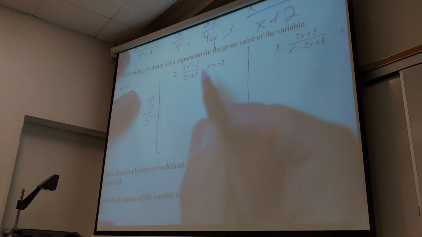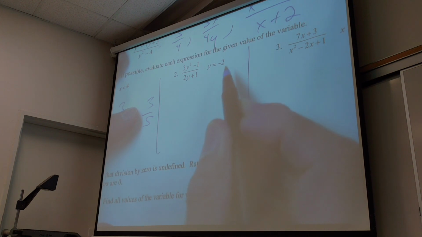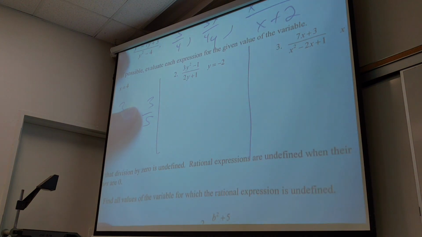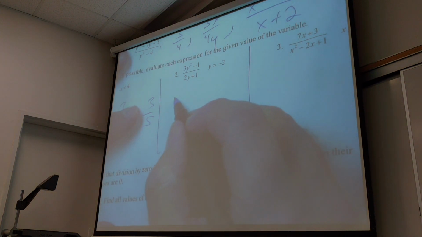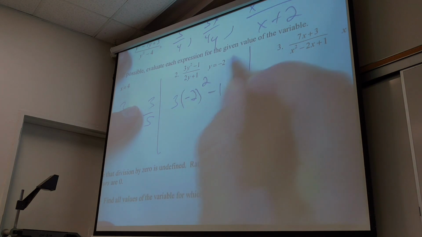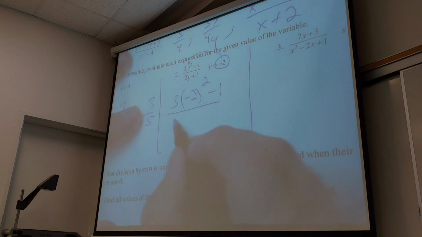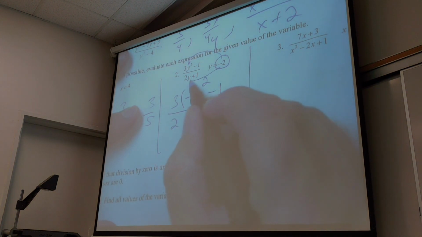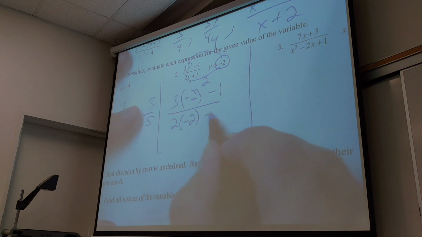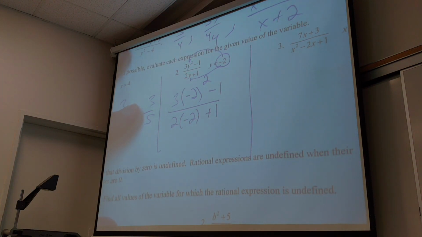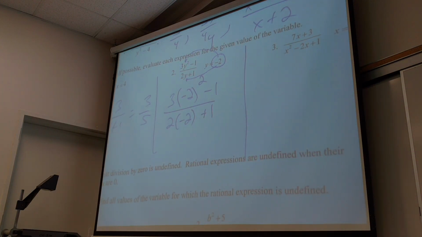What's interesting to me is when people do this problem, they just put a negative 2 in for one of the y's, but y is negative 2 wherever you see it. So it'd be 3 times negative 2 squared minus 1, over 2 times negative 2 plus 1. I just replaced, and notice how I put it in parentheses. A long time ago we talked about this. That's the way to make sure that the operations are maintained.